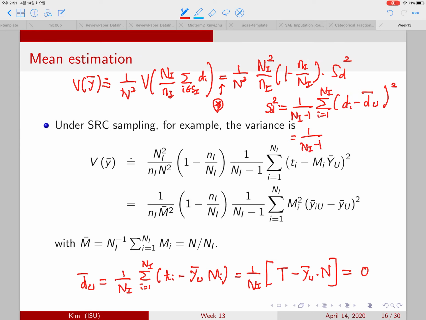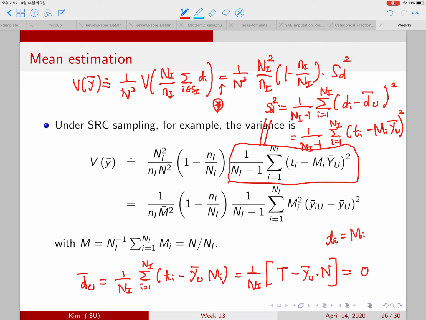So that means you can directly write it as the sum of di squared. di is ti minus y bar u mi, squared. So that's exactly this one. Okay. And then because ti is mi times y bar u, you obtain the same result. Okay, so that is the variance.